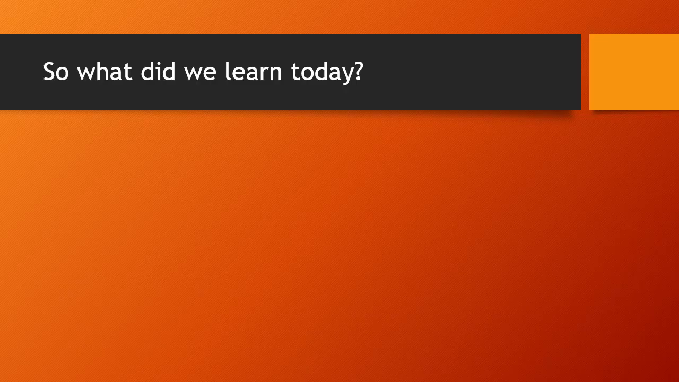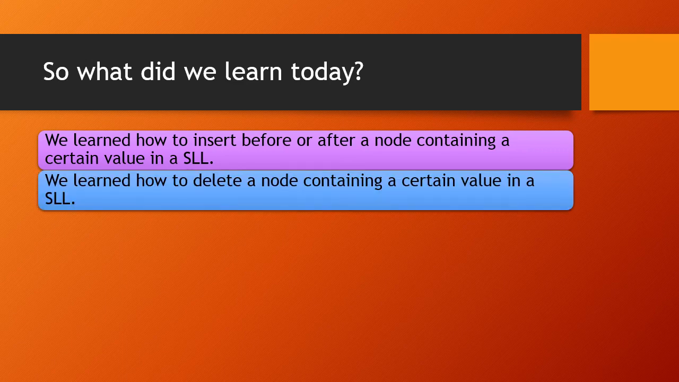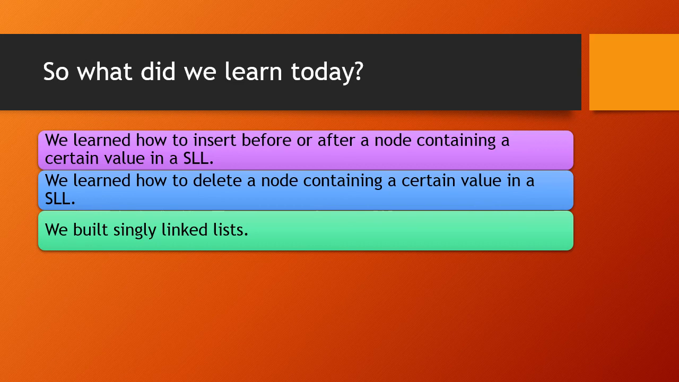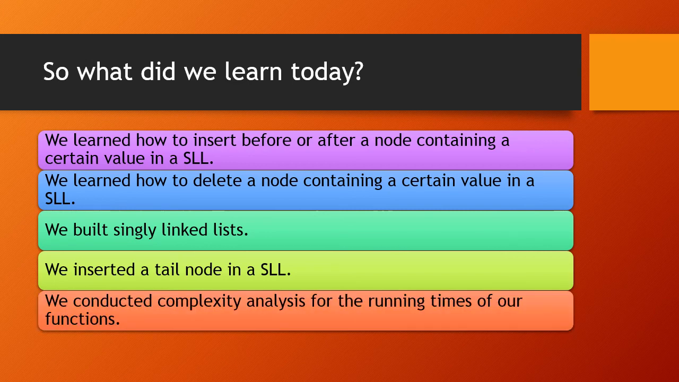So what did we learn today? We learned how to insert before or after a node containing a certain value in a singly linked list. We learned how to delete a node containing a certain value in a singly linked list. We built singly linked lists and we inserted a tail node in a singly linked list. We conducted complexity analysis for the running times of our functions.